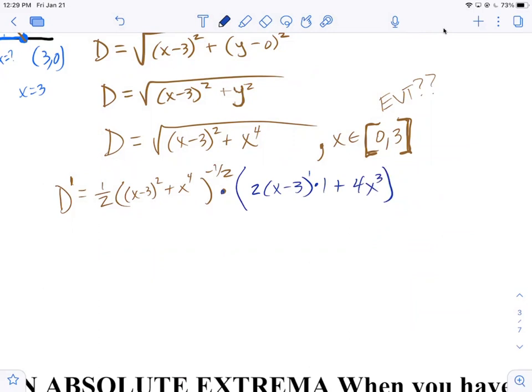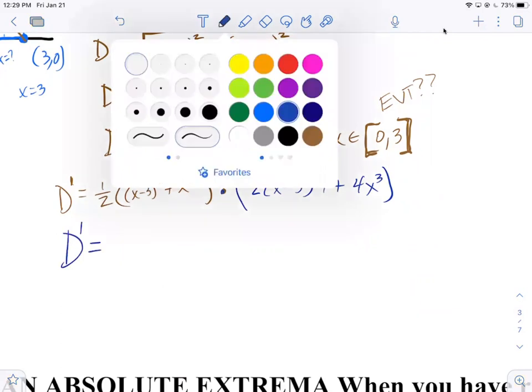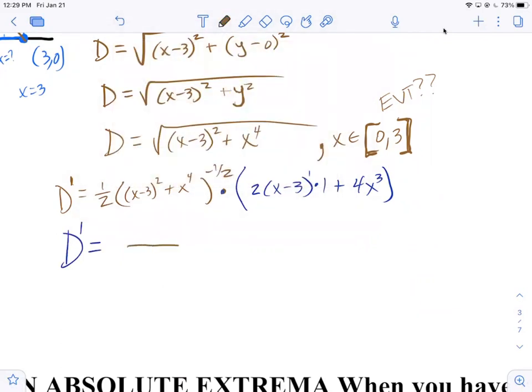All right, got some chain rule going on there. Now let's clean it up before we use it. D prime, I know I'm going to have a denominator, so let's build that shelf. This whole piece here is going to end up in the denominator. The 1/2 makes it a 2 down there, and then I'm going to have the square root of x minus 3 squared plus x to the fourth, right?